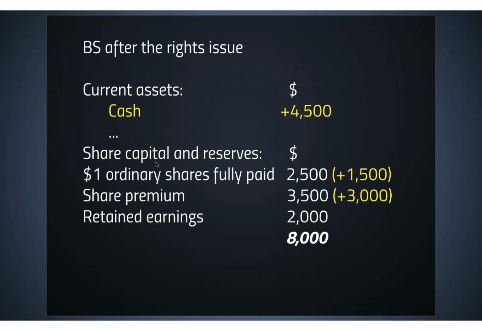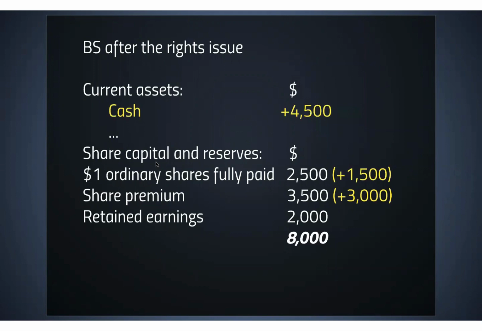And if we look at the balance sheet after the rights issue, we can find an increase in assets, cash increased by 4,500, and an increase in share capital and reserves. Our share capital would increase by $1,500 and share premium would increase by $3,500. We have to add there $3,000 of premium received at the rights issue. And of course, after that transaction is recorded, our balance sheet would still balance. So this is the case with the rights issue.